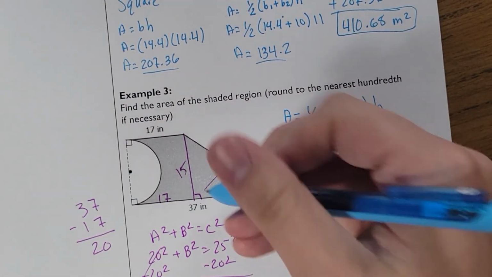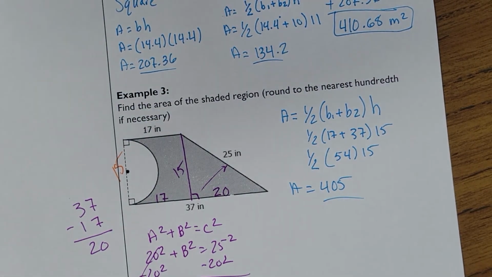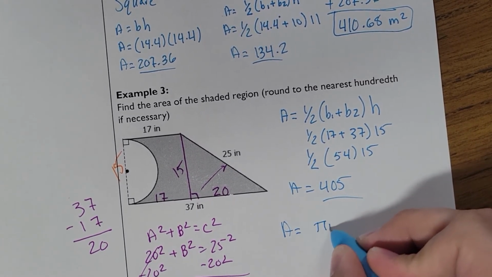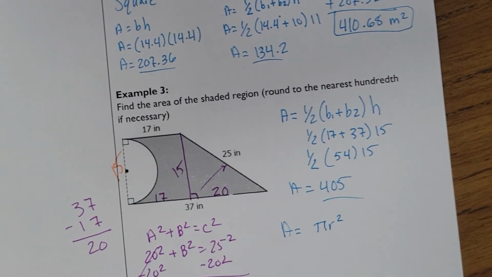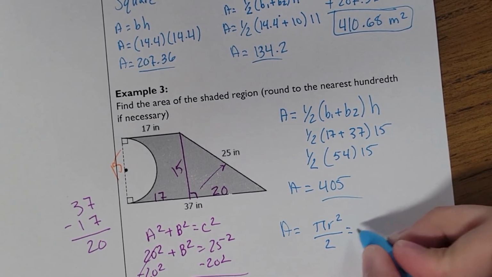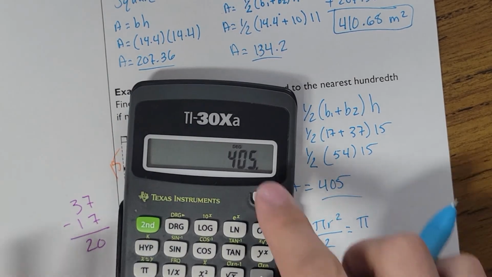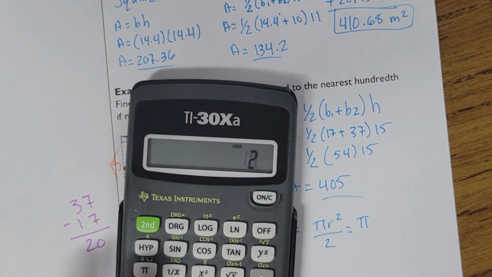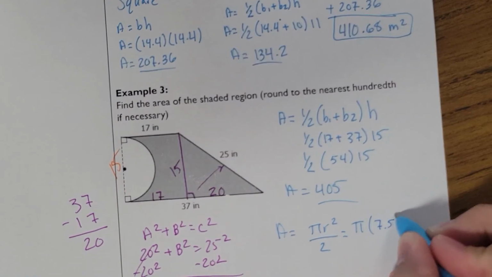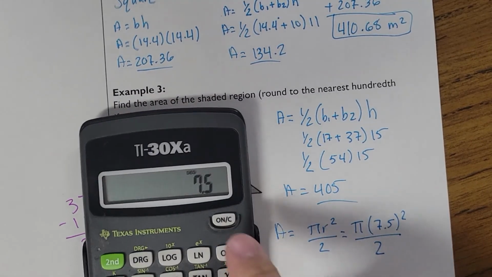So I need to get rid of this. Well, since the height here is 15, we know that the diameter of the semicircle is also 15. So area equals pi r squared, but since it's only half of a circle, we're gonna have to divide it by 2 at the end. So pi times, 15 is not the radius, it's the diameter, right? So we divide it by 2 to get the radius. So 7.5 squared divided by 2. Let's go ahead and put that in.